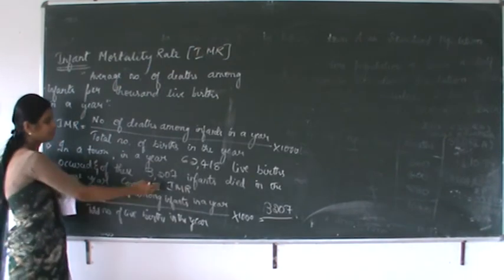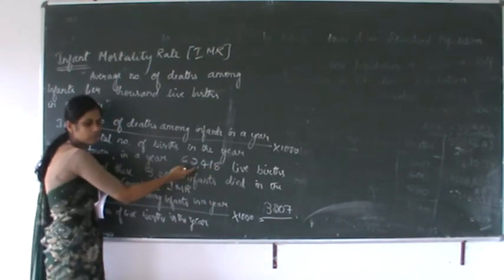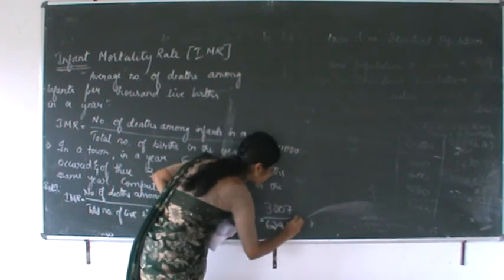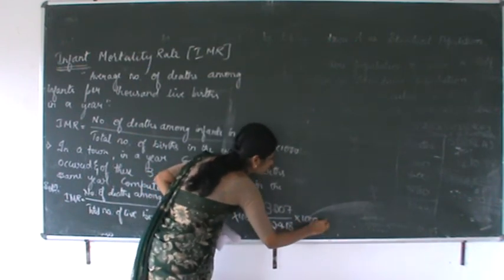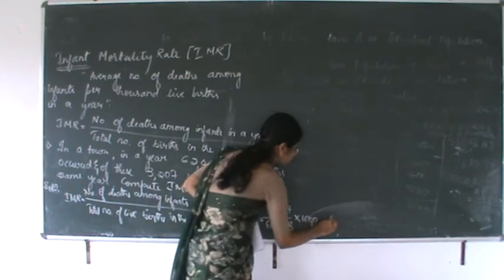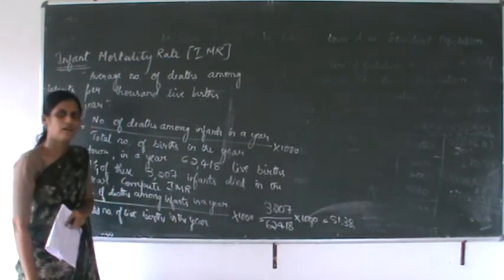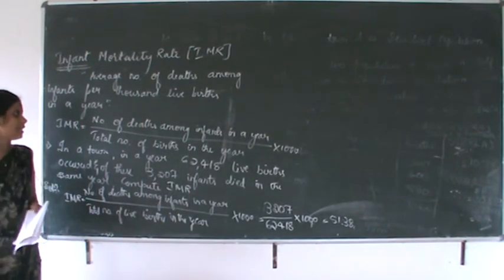Total number of live births. Live births is 62,418 into 1000. So when you substitute it, the value comes to 51.38. So this is how we are going to calculate infant mortality rate.